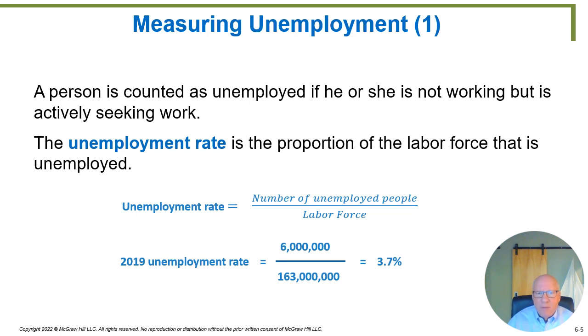We'll pick this up on another slide. But right now, let's do the math. The unemployment rate will be the number of unemployed people divided by the labor force. So back in 2019, there were 6 million people unemployed. There was 163 million in the labor force, which is about half the population of around 330 million people. So that meant 3.7% of the labor force was unemployed at that particular time. 3.7% is a relatively low unemployment rate by historical standards.